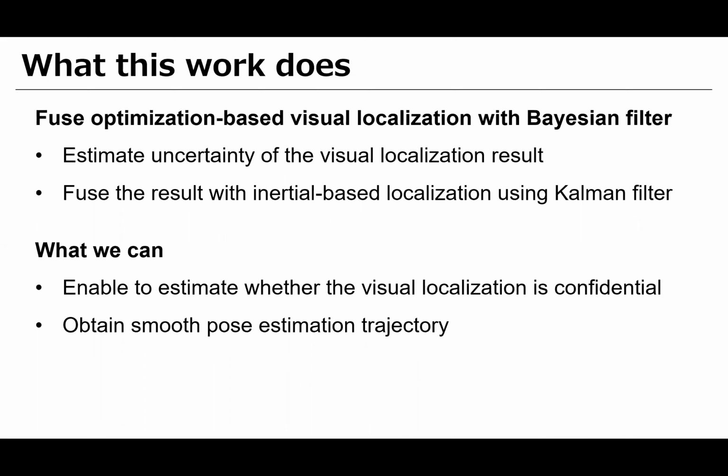By using Bayesian filtering fusion, we can estimate whether visual localization is confident or not. Because we can know confidence of the estimate, we can appropriately use the visual localization result for the fusion and can estimate smooth trajectory.